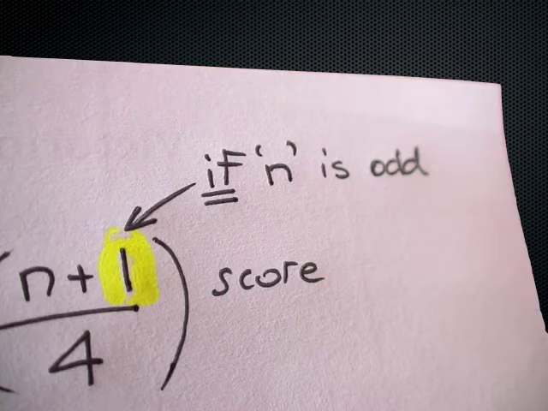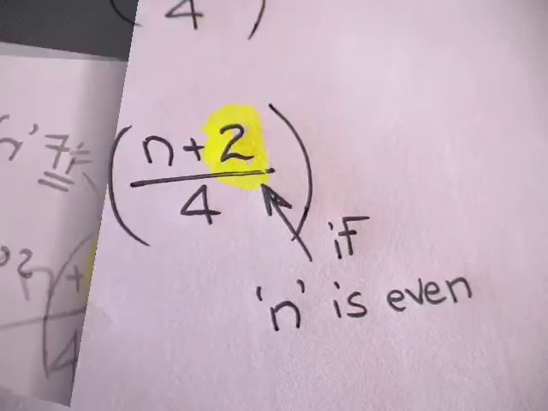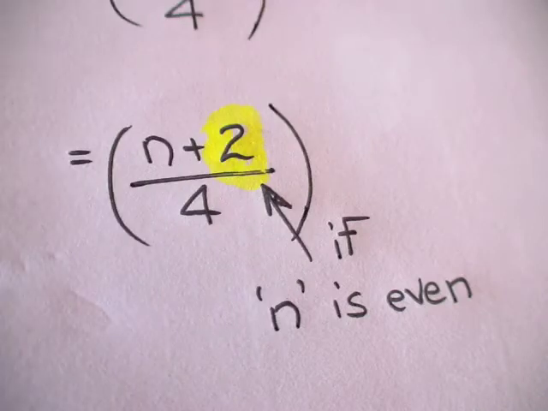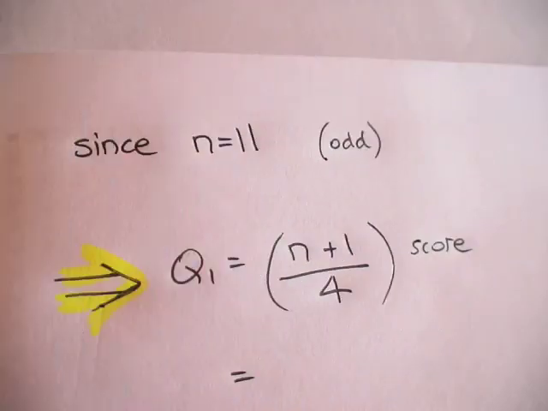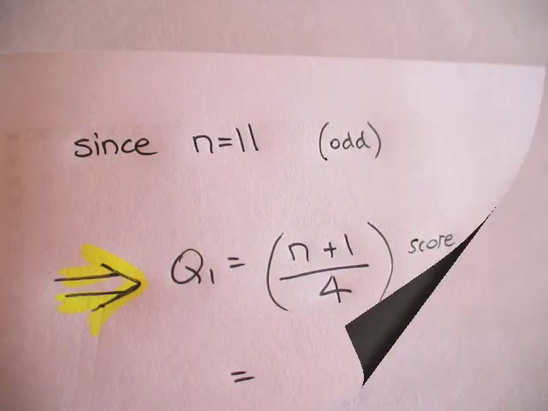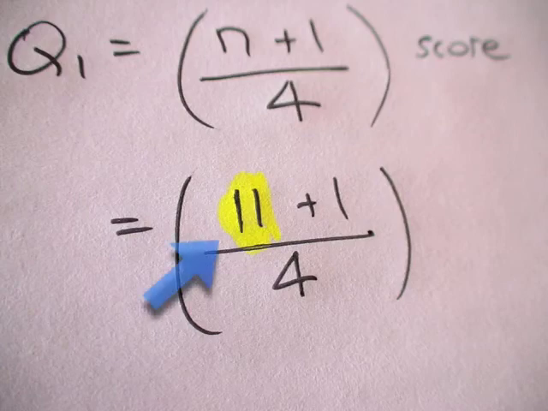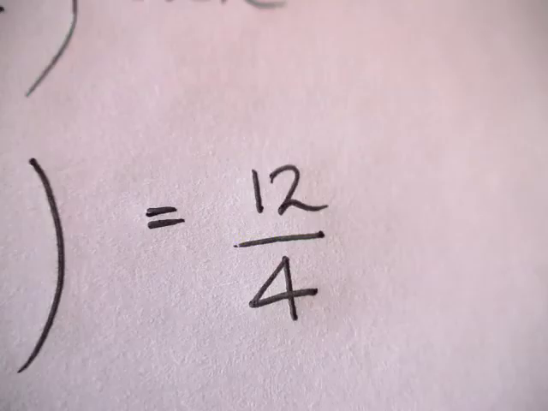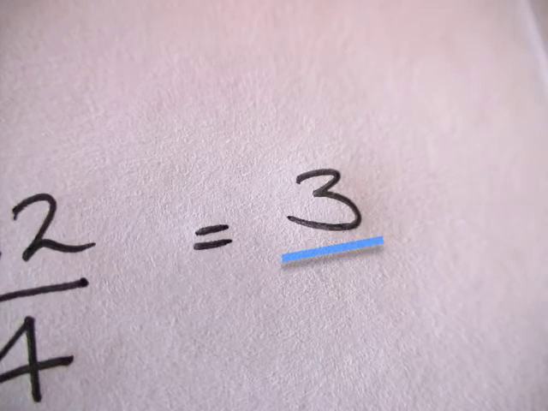We use a 1 in the formula if n, the number of scores, is odd. We vary the formula to (n plus 2) on 4 if n happens to be even. In our case, n equals 11. We put 11 into the formula. 11 plus 1 is 12, divided by 4, is 3.